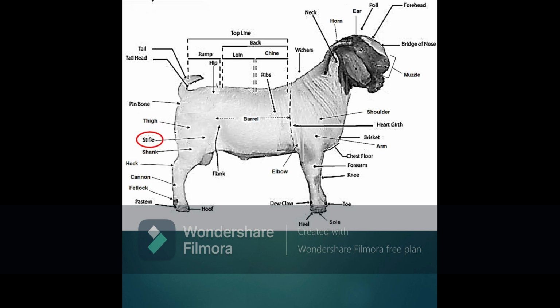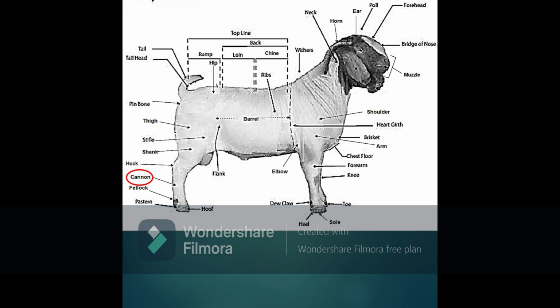The stifle, which is the joint connecting the femur with the tibia and fibula. The shank, which is the part of the hind limb between the stifle and the hock. The hock or tarsus, or the region where the tarsal bones are located. Canon, or the region between the knee and dew claw in forelimbs, and between the hock and dew claw in hind limbs.